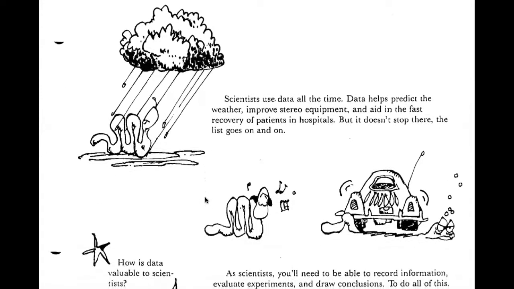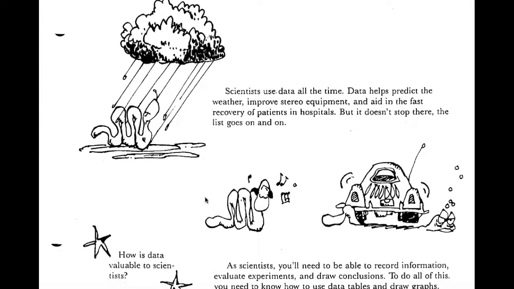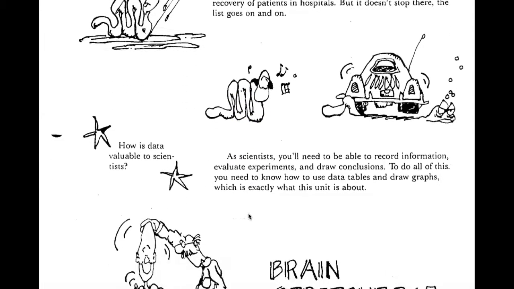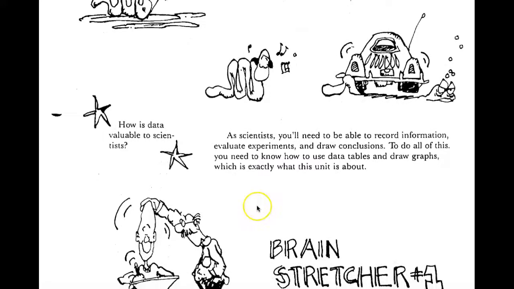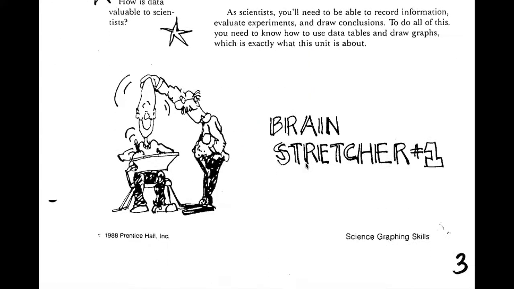Scientists use data all the time. Data helps predict the weather, improve stereo equipment, and aid in the fast recovery of patients in hospitals. But it doesn't stop there. The list goes on and on. As scientists, you'll need to be able to record information, evaluate experiments, and draw conclusions. To do all of this, you need to know how to use data tables and draw graphs, which is exactly what this unit is about.